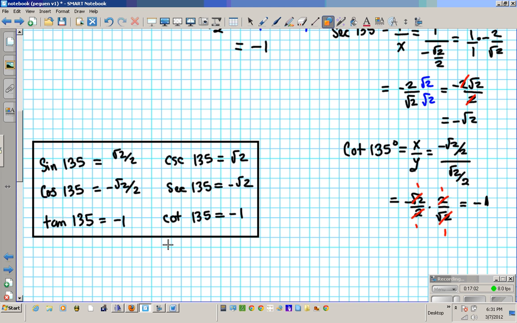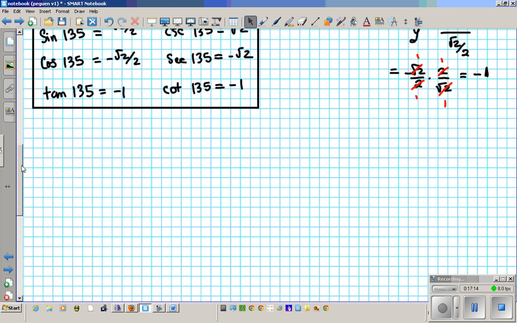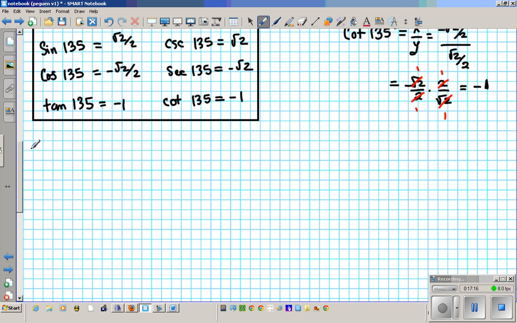Okay, let's try another example. Take a look at the example 2. What if we had, let's say we have 120 degrees clockwise. 120 degrees clockwise.